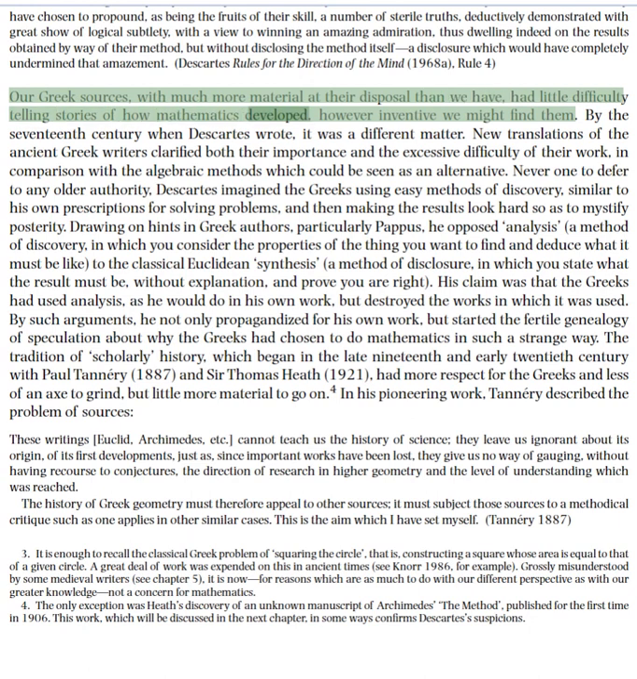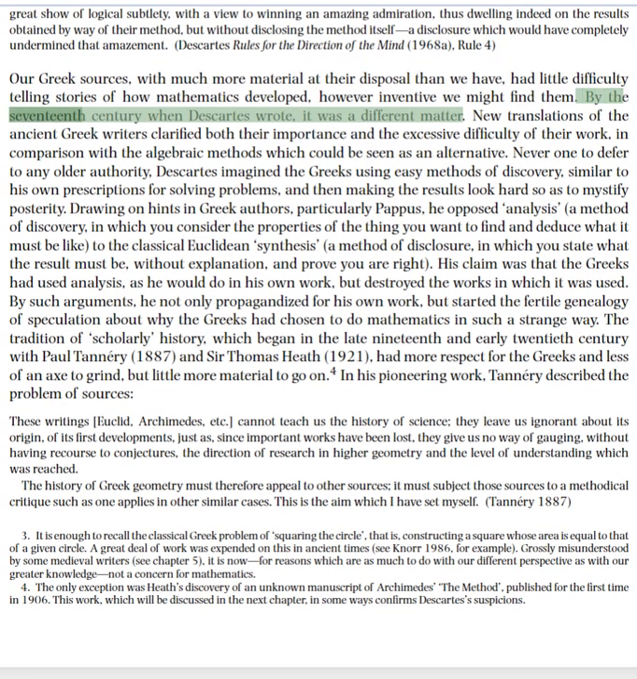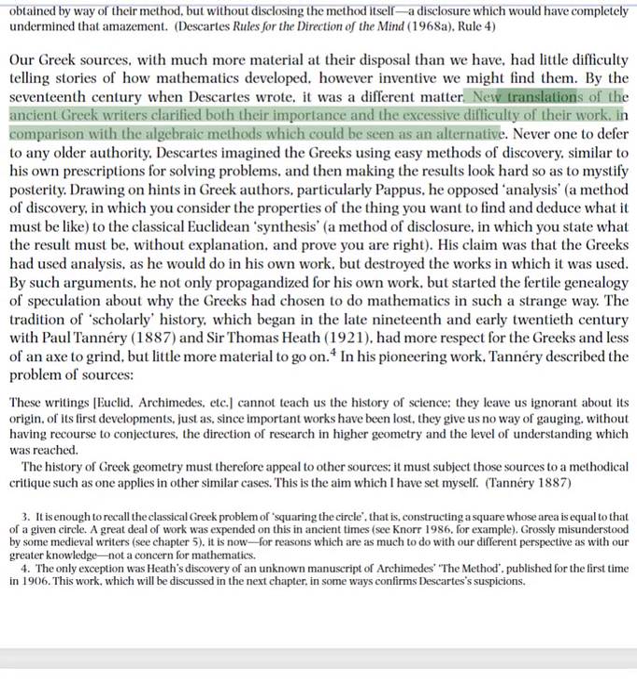Our Greek sources, with much more material at their disposal than we have, had little difficulty telling stories of how mathematics developed, however inventive we might find them. By the 17th century, when Descartes wrote, it was a different matter. New translations of the ancient Greek writers clarified both their importance and the excessive difficulty of their work, in comparison with the algebraic methods which could be seen as an alternative.